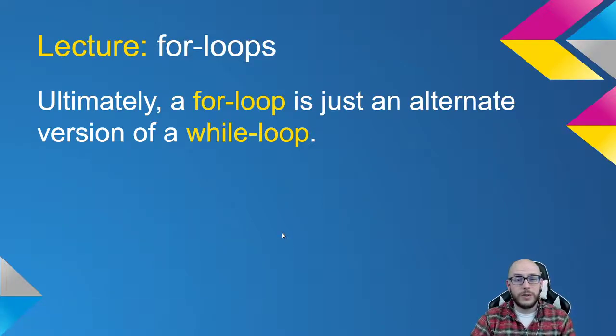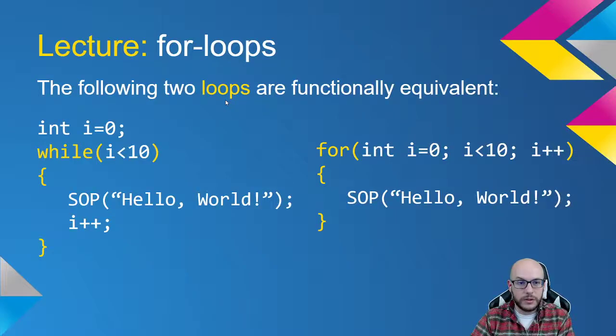Ultimately, the for loop is just an alternate version of a while loop. I don't 100% know this to be true, but I've kind of fathomed that the while loop is the only true loop that exists, that whenever you write a for loop, Java's going to basically just translate it behind the scenes to be a while loop. So I would say that a while loop is the only loop that actually exists, and the for loop is just an alternate syntax, an alternate version.